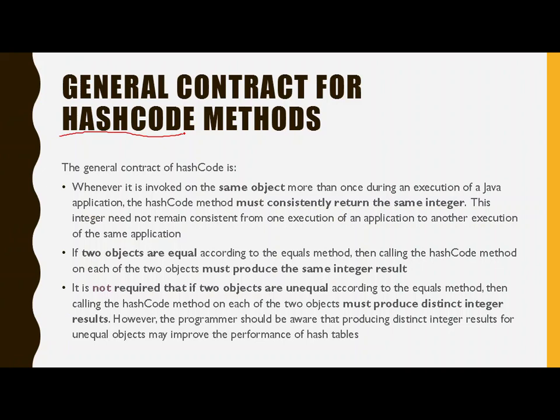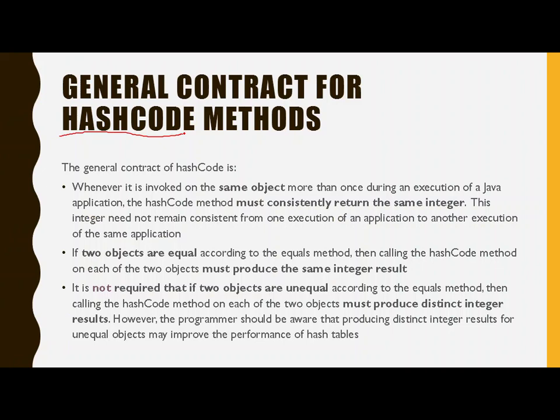If you ask the same object at different times during the run of the program for its hash code, it better give you the same number. Now, of course, when you run the program another time, if you dump this whole thing out of memory and start a new session, that can be a different number. But during the run of this particular program, it better be the same.